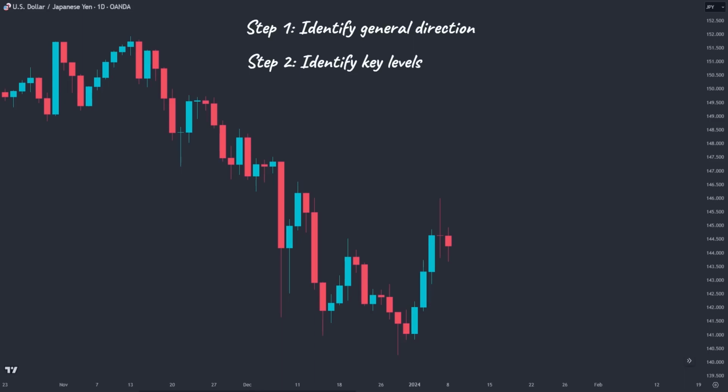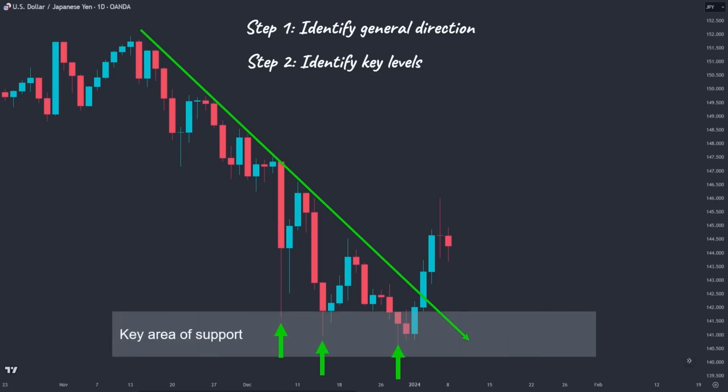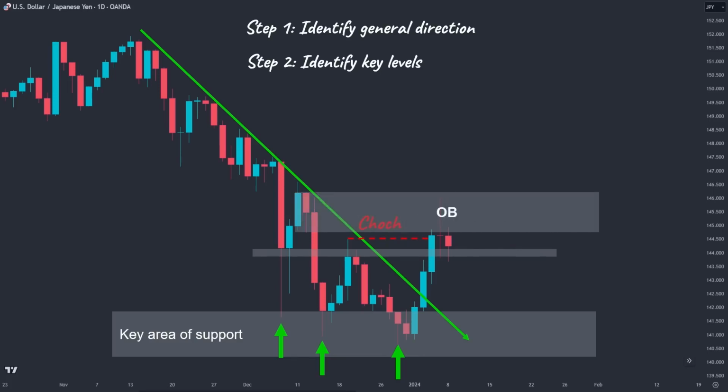So, here on the daily time frame, what do we have in terms of price action? The market was in a long-term downtrend until it broke the trend line to the upside after rejecting this key area of support 3 times. We also have a change of character that shows the buyers have taken control and the price might start a counter-trend. We can also witness that the price has recently rejected this area of resistance. Right now, we don't have a clear bias because this order block can cause a reversal. We have to wait for the next moves in the market.